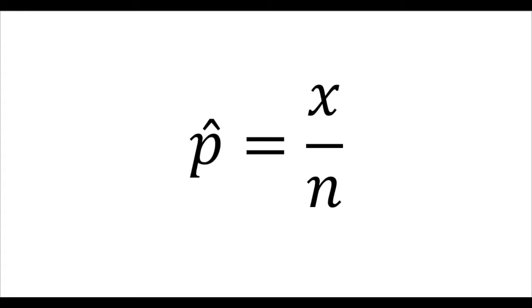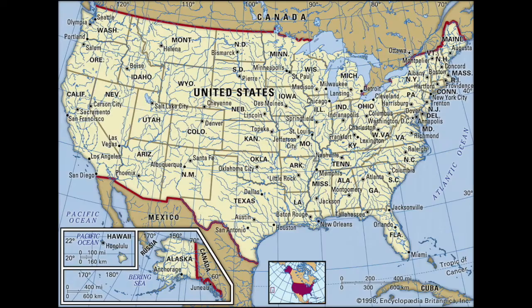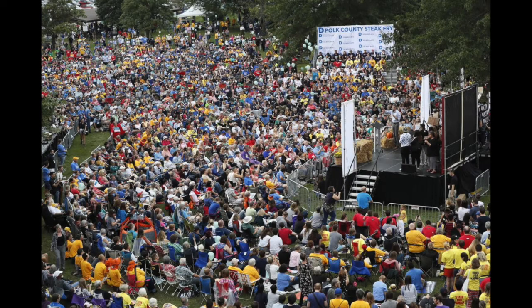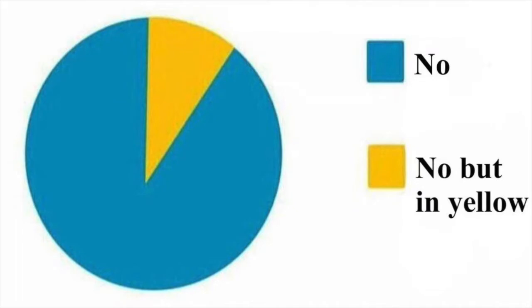When we talk about a proportion, we are talking about the part of a group which can be classified in a certain way. Humans under age 21, states with more than 10 million residents, yellow Sour Patch Kids, registered voters who intend to re-elect a certain office holder. Proportions are the classic form of categorical data.